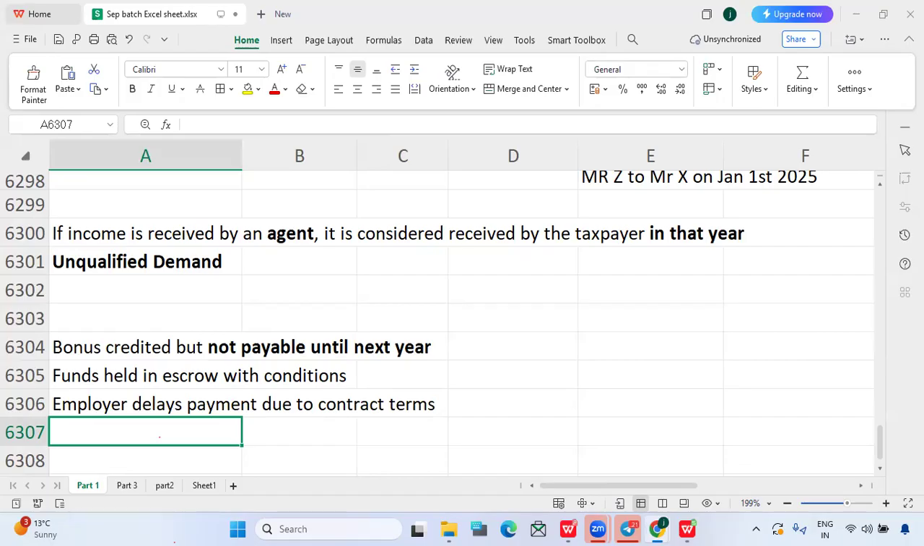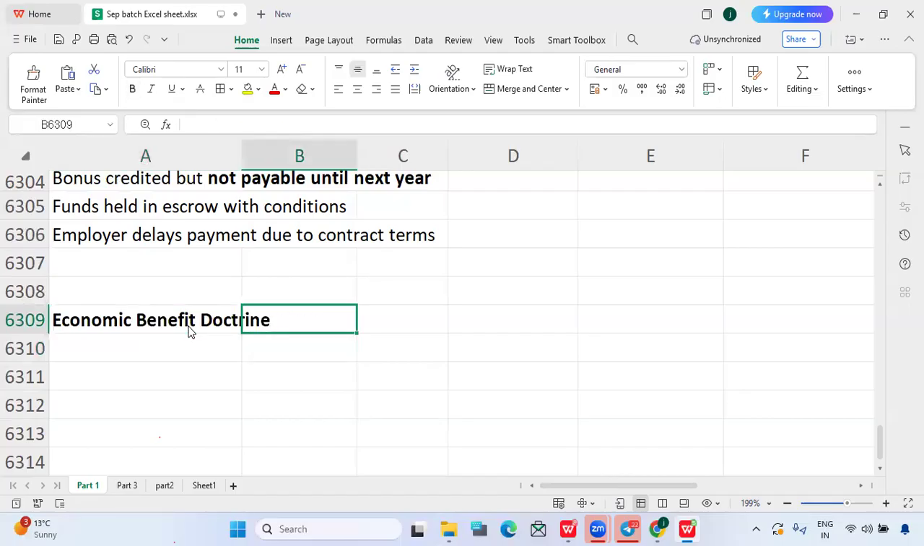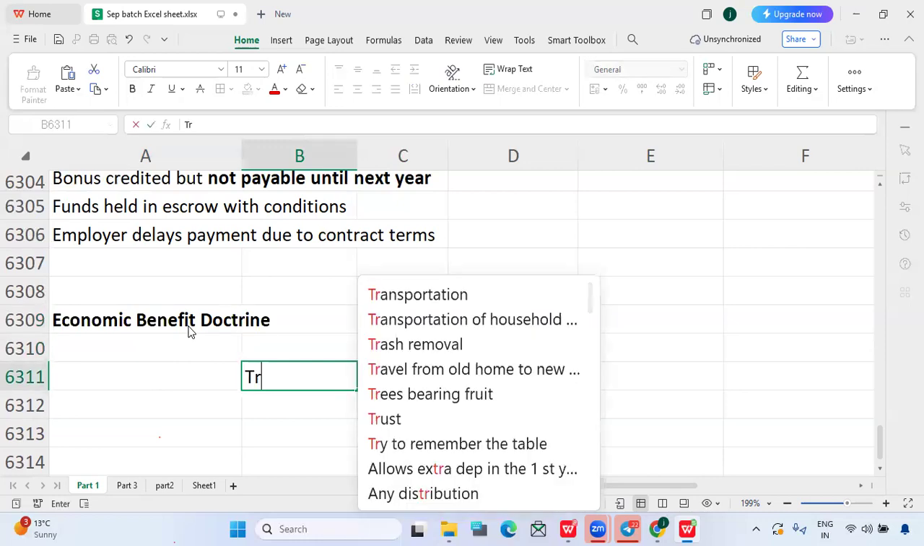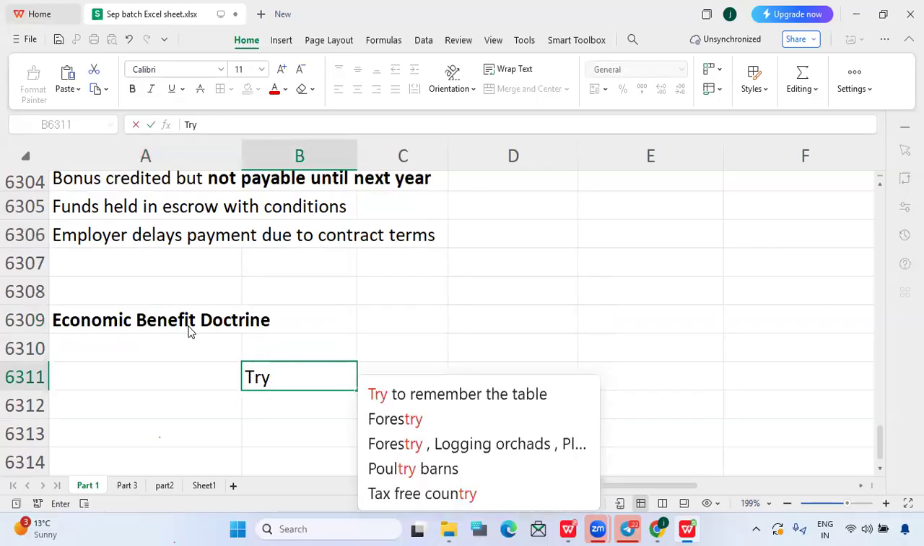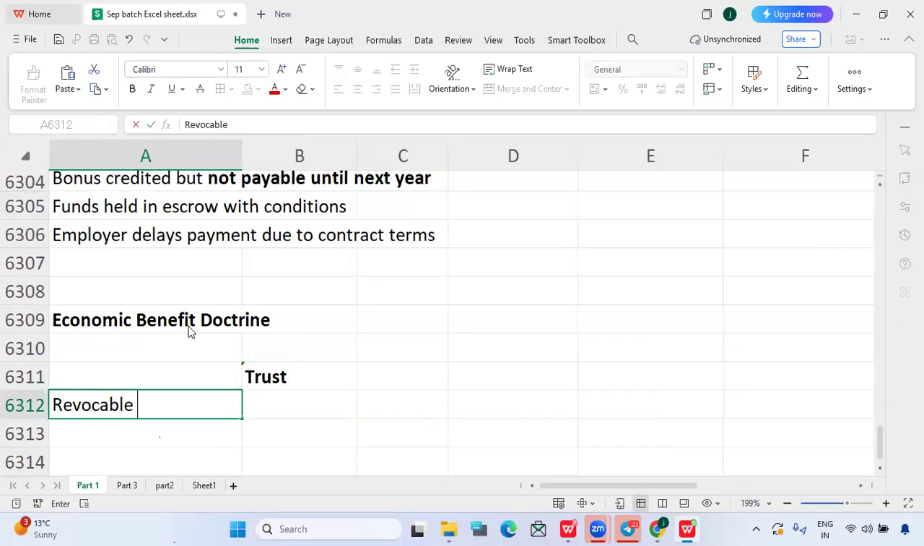We also have another doctrine, the economic benefit doctrine, which is a little bit different from constructive receipt. It talks about trust cases. There are two terms: revocable and irrevocable.